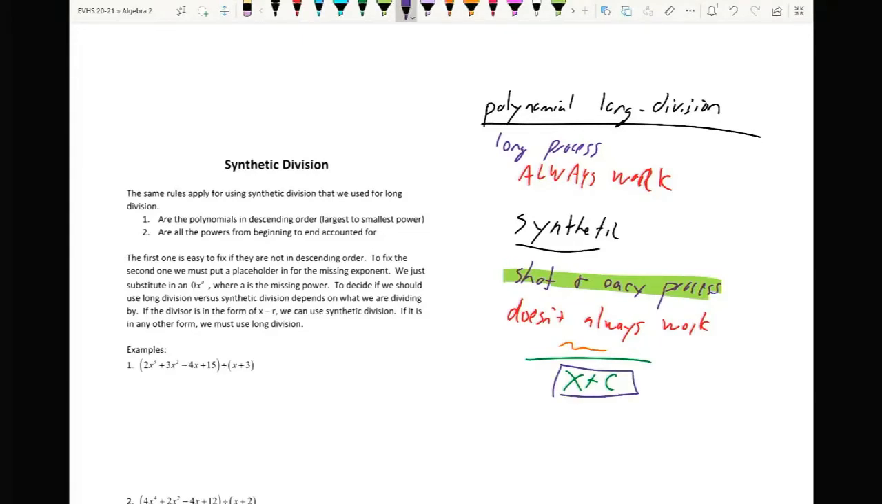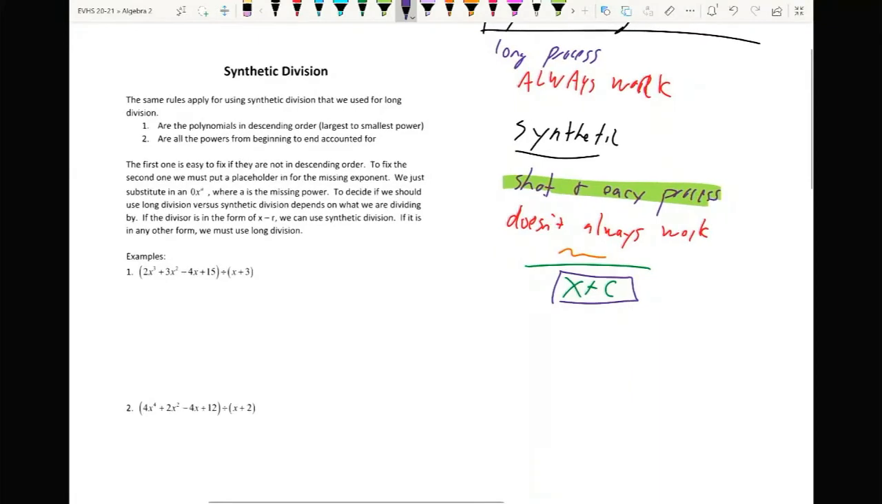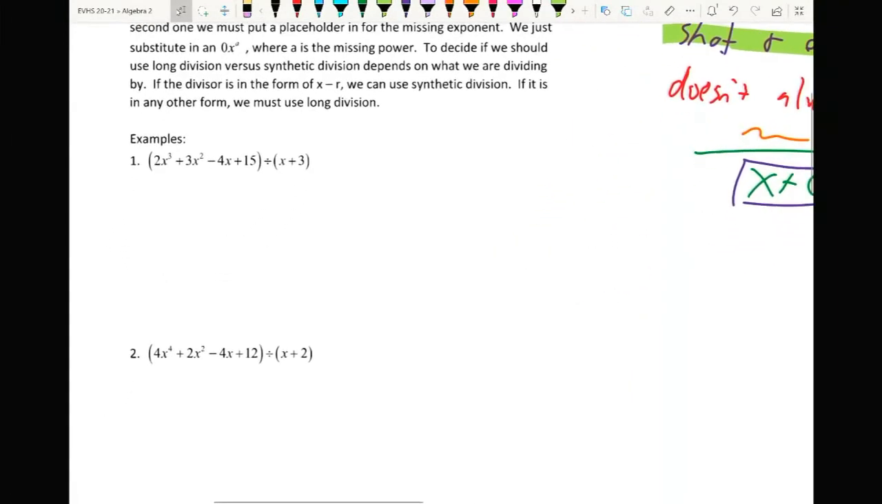Now, something you're going to make sure that you do is, like before, you have to have things in descending order, and you must account for every single exponent. So we're still going to be adding in those zero terms if we need them. Now, you can read through all that. Let's just get into the bulk of how this thing works.